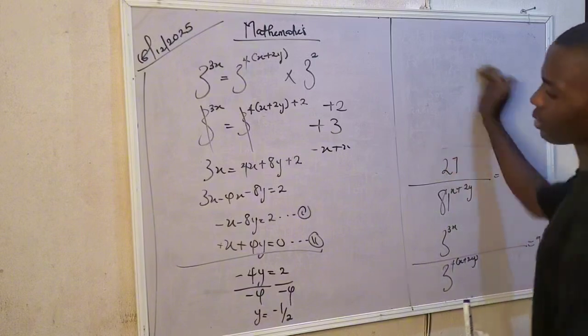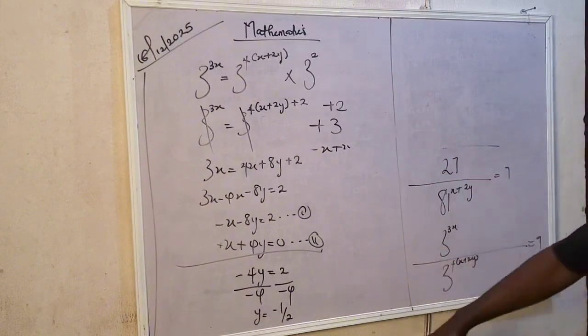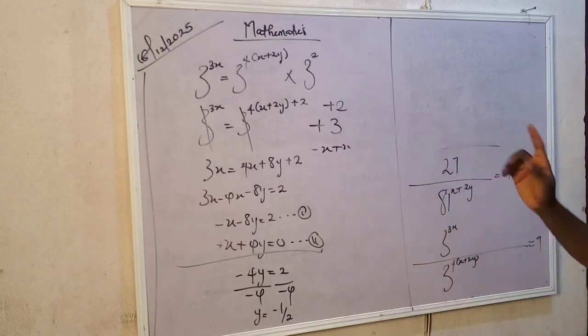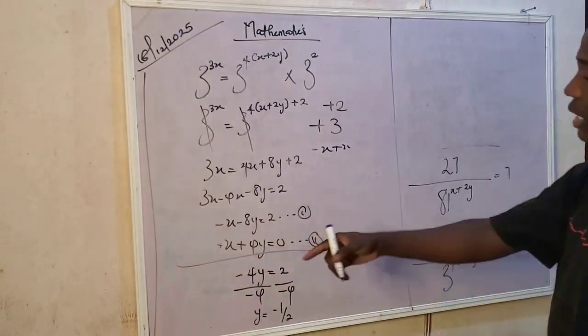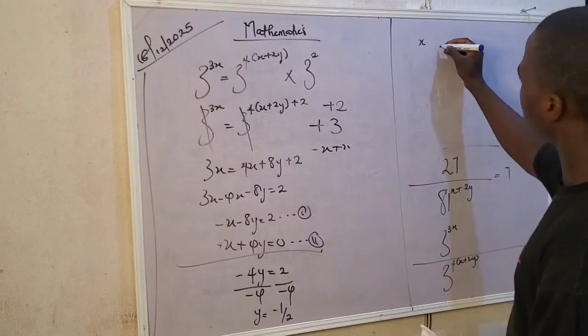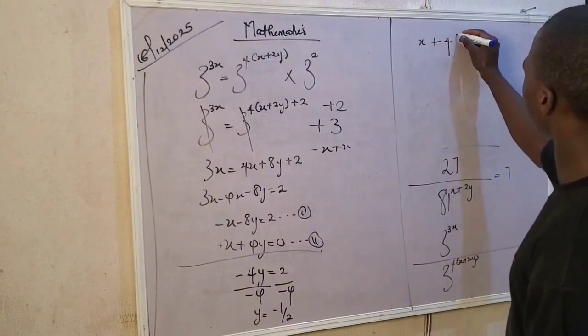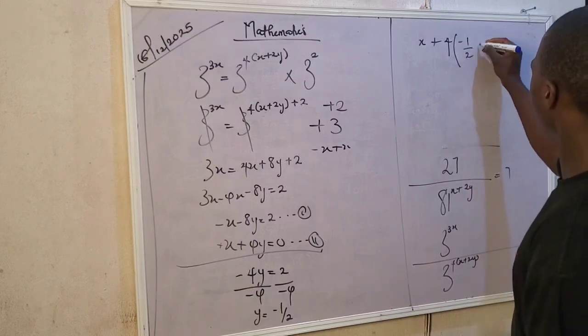This one is much easier. For us to solve for our x value, we substitute our y value into any of the equations, either equation 1 or equation 2. Let me use equation 2 for this one. So x plus 4 times minus 1 over 2.